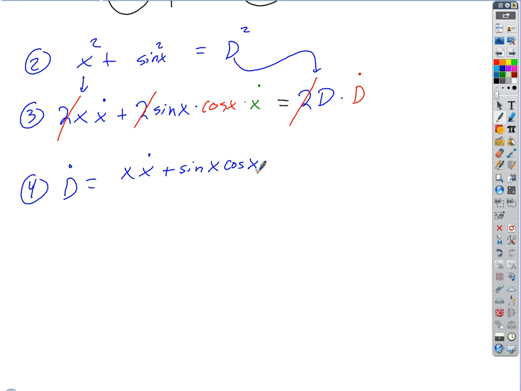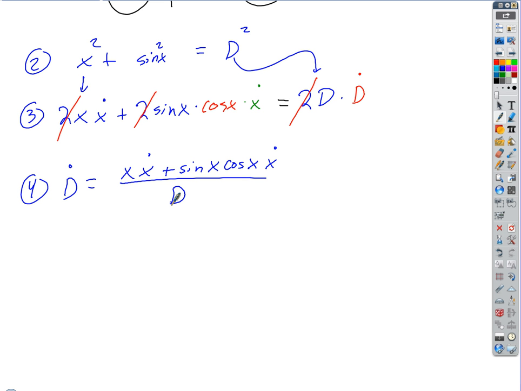Did I miss something on here? How would we find what d is? Oh no, we can just plug it in. Yeah, we're fine. That means d dot is x plus sine x cosine x, times x dot, divided by d, the square root of x squared plus sine squared x. See? You need it.